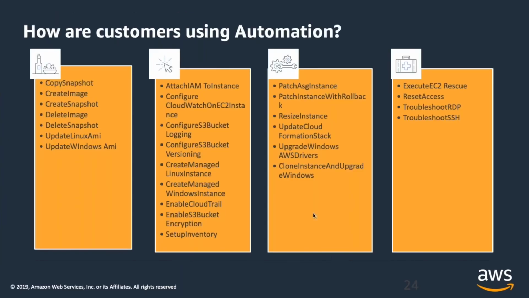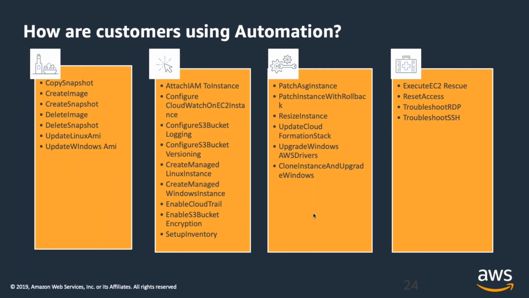To be more specific, what kind of automations can you use? These are some simple examples, and you can probably think of more based on your business case as well. Simple things could be: I want to create a snapshot. I want to create an image of a certain machine. I want to delete a snapshot. I want to attach an IAM role to an instance. I want to configure an S3 bucket for versioning. I want to set up inventory management. I want to set up S3 bucket encryption. Or I want to simply resize the EC2 instance, make sure that certain patches are upgraded on a machine, or troubleshoot something.